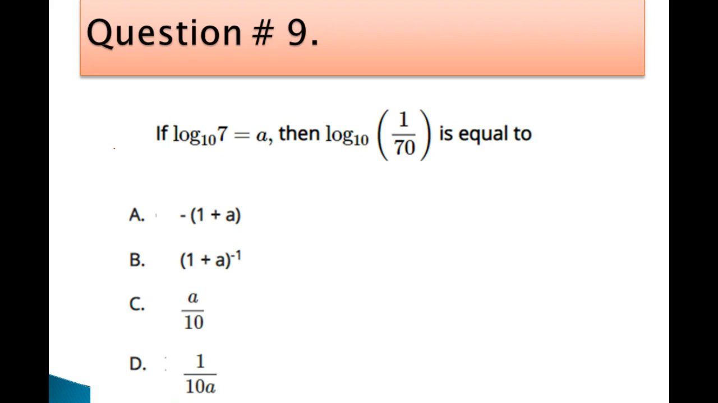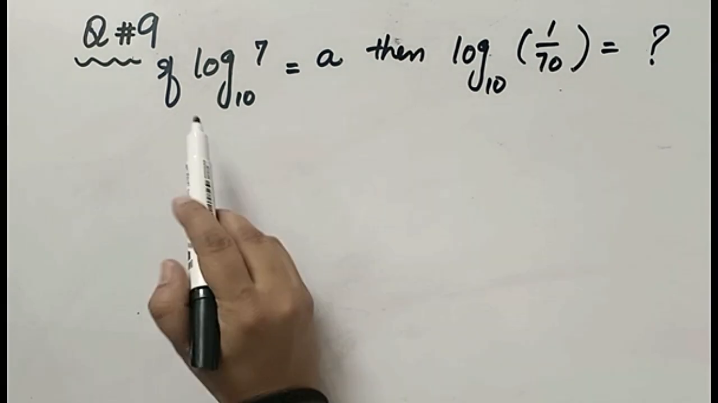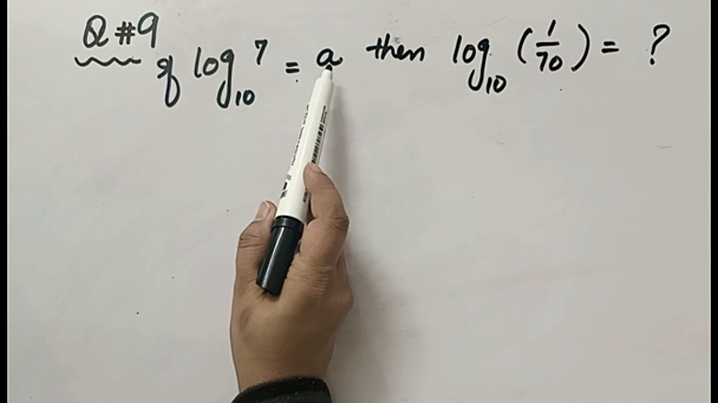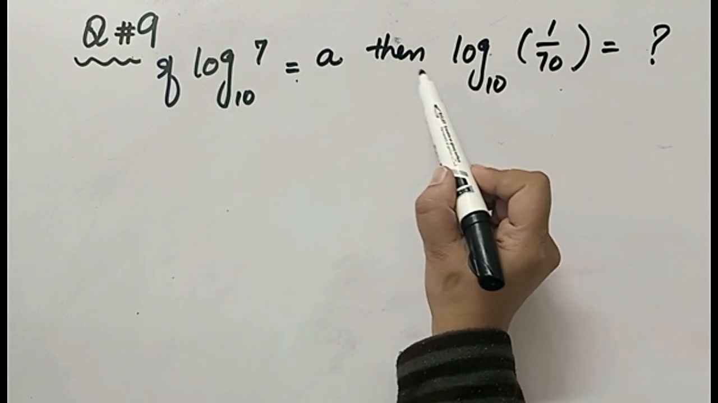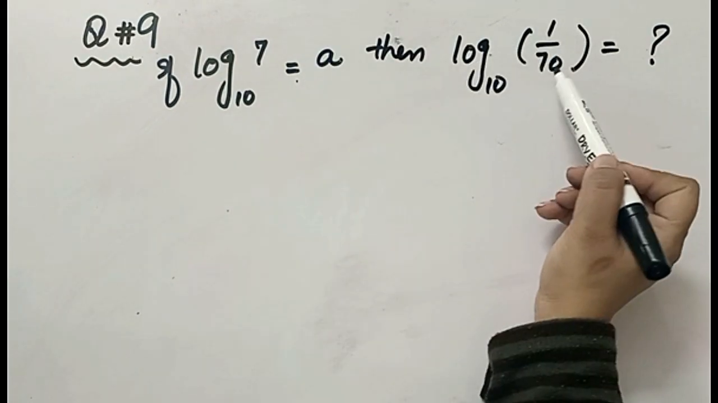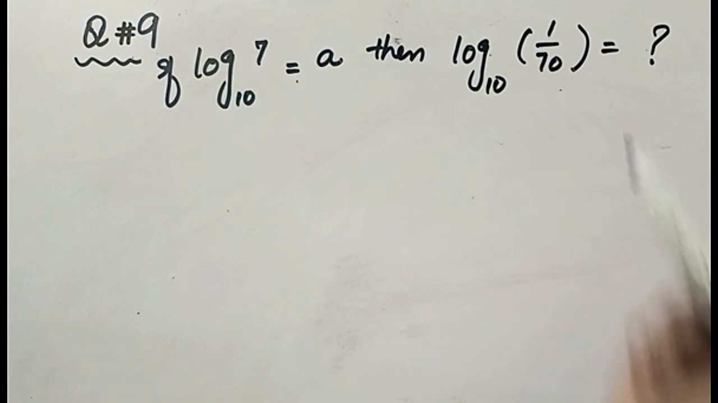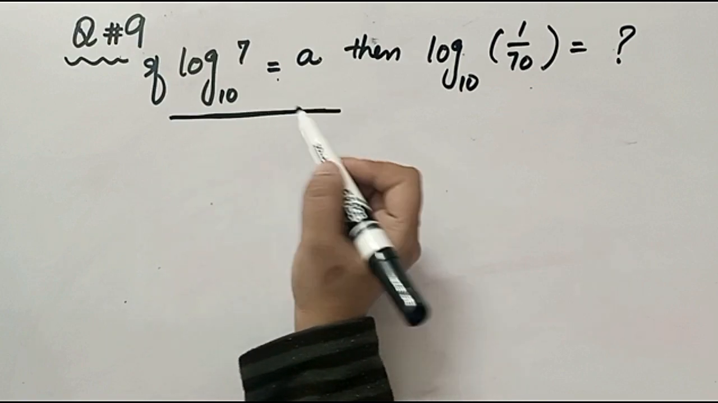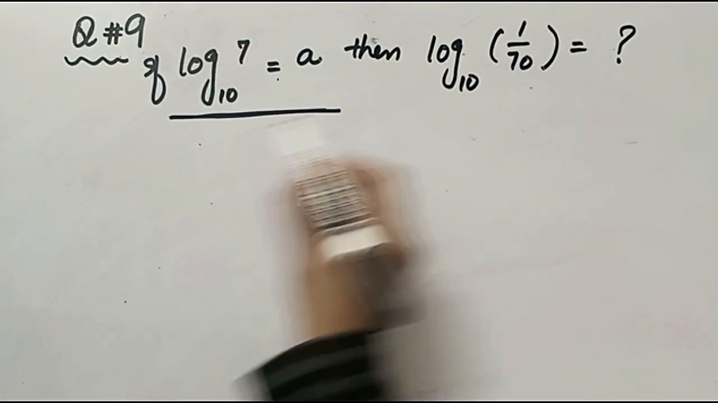If log 7 to the base 10 is equal to a, then log 1 upon 70 to the base 10 is equal to what? So let's solve it. In question number 9, it is given log 7 to the base 10 is equal to a. Then what will be the value of log 1 upon 70 to the base 10? So this one is the given thing. Now we are going to evaluate this.